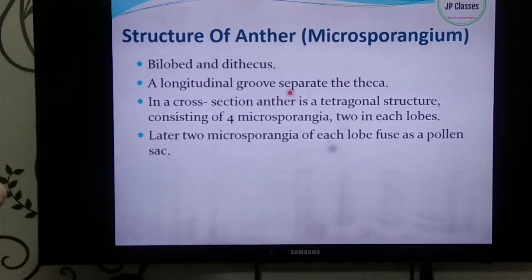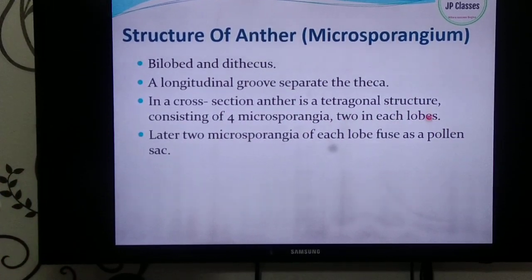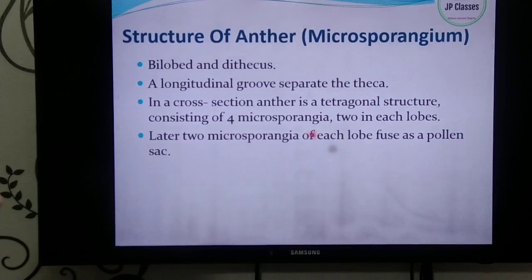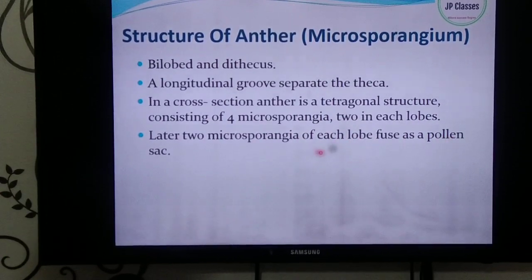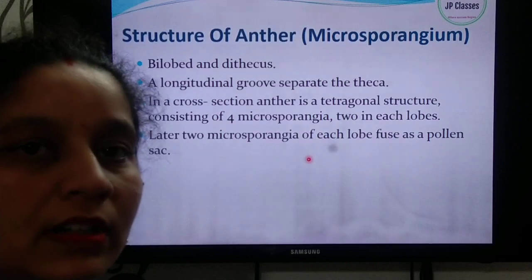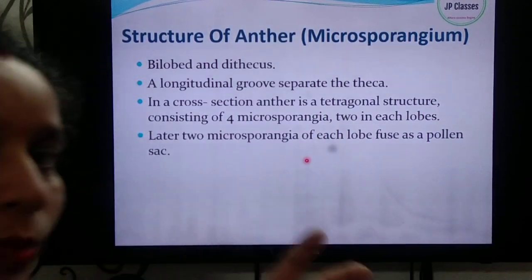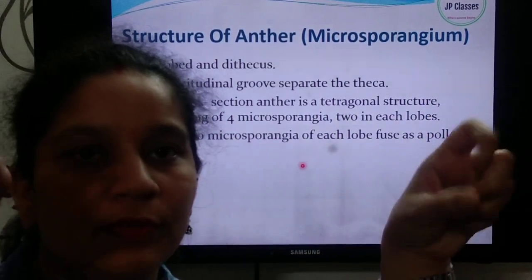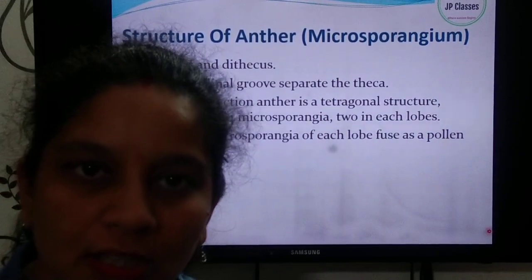Consisting of the 4 microsporangia, 2 in each lobe. Later, these 2 microsporangia of each lobe fuse as a pollen sac. These 2 microsporangia, each lobe में वो fuse करके pollen sac में convert हो जाते हैं. ठीक है?